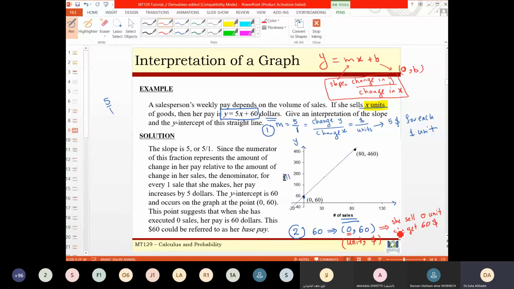If she sells 80 units, it means x is equal to 80. So you have to put it in the equation. So y equals 5 times 80 plus 60, and calculate it. It's 460. You have to calculate this.